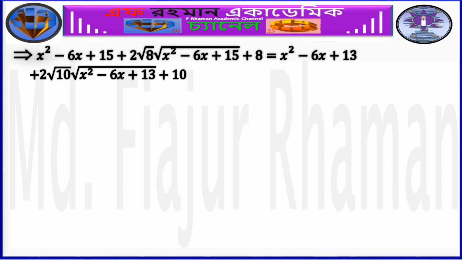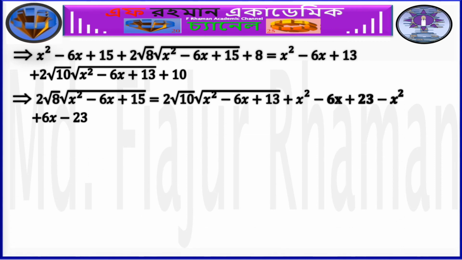In order to isolate the radical on the left hand side, we should transpose all other terms from the left hand side to the right hand side. Doing so, this equation implies that 2 square root of 8 into square root of x square minus 6x plus 15 is equal to 2 square root of 10 into square root of x square minus 6x plus 13 plus x square minus 6x plus 23 minus x square plus 6x minus 23. This x square has become minus x square. Minus 6x has become plus 6x. Plus 15 plus 8 is equal to plus 23. This plus 23 has become minus 23.